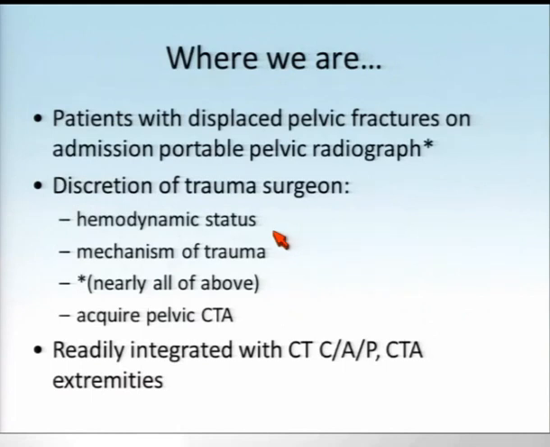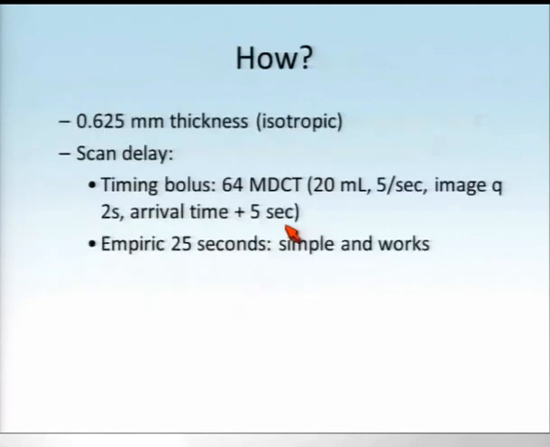So at our institution currently, anybody with a displaced pelvic fracture on their admission portable pelvic radiograph, and of course this is ultimately at the discretion of our trauma surgeons, and based on things like hemodynamic status and mechanism of trauma, but it includes nearly all of the patients that have pelvic fractures on their radiographs, we acquire a pelvic CTA. And those are readily integrated with a single initial intravenous injection of contrast into the rest of the patient's imaging needs, whether it be CT chest, abdomen, pelvis, or even integrated with an additional extremity CTA.